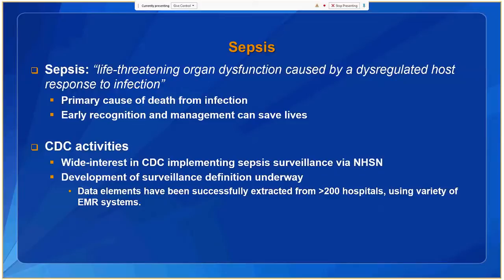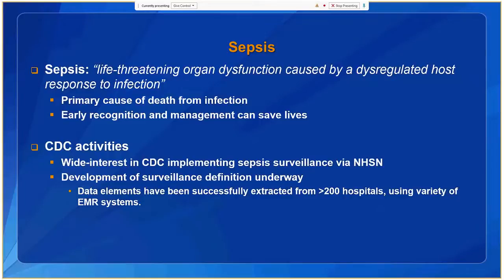Sepsis is defined as a life-threatening organ dysfunction caused by a dysregulated host response to infection. If you have an infection that progresses out of control, it will then progress to sepsis and subsequently death. We know that early recognition and management, which includes measures like prompt administration of antibiotics and resuscitative measures, can save lives. There is wide interest in the CDC and among patient advocates, healthcare quality experts, and the clinical community for implementing sepsis surveillance via NHSN. Thus, development of a surveillance definition is underway.